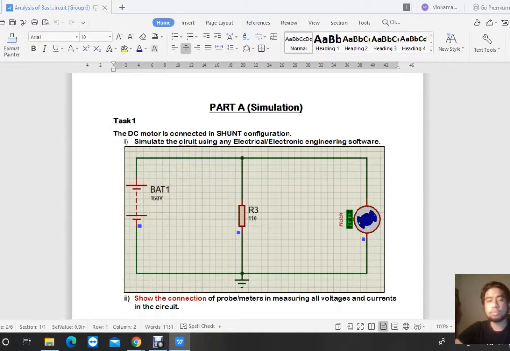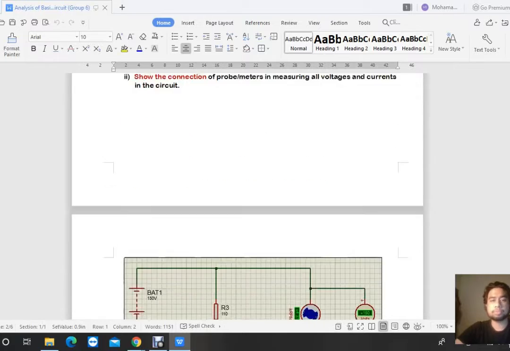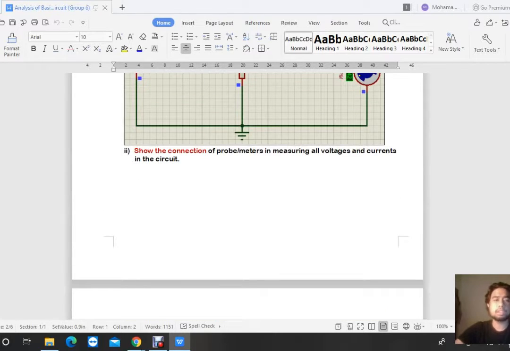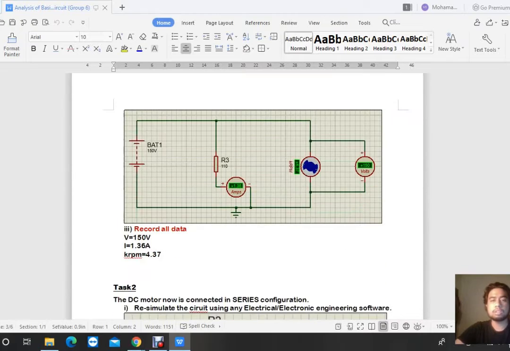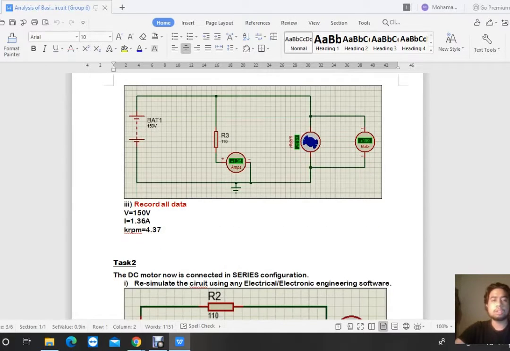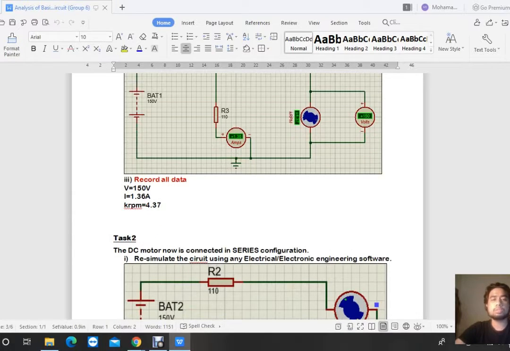We got 4.42. After that, for the second, I show the connection of the probe meter in measuring all voltage and currents in the circuit. So this is the second simulation. This is the power source, and I am using the resistor, and the data that I got is the voltage is 150 volt, the current is 1.36 ampere, and the kilo RPM is 4.37.